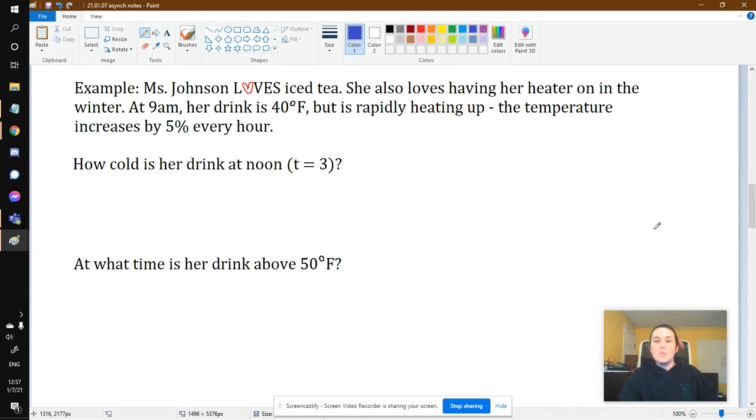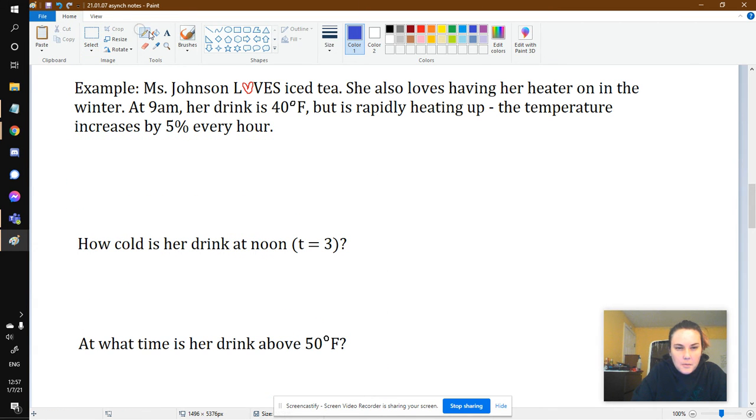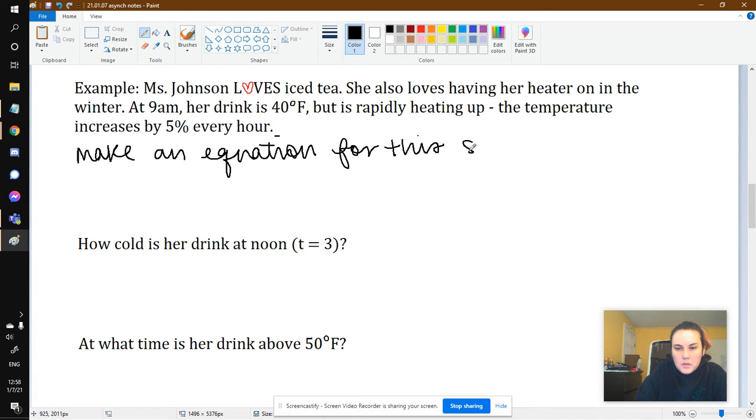So we've got two types of questions we can ask about this situation. Y'all, first we need to make an equation. So first question is make an equation for this situation. Boom. And then afterwards, we've got two types of questions, right?